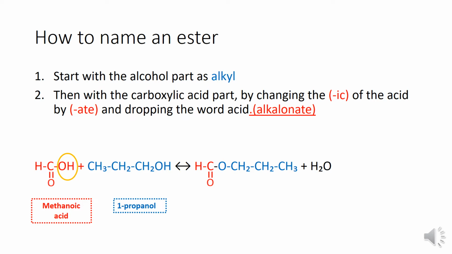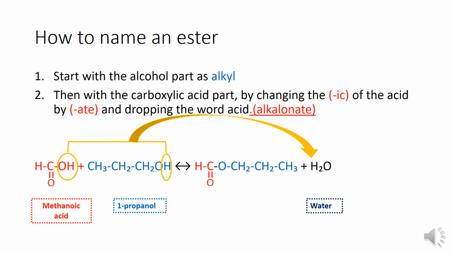So how the reaction is formed and how to name the ester, let's see here again. We have the OH taken from the functional group of the carboxylic acid, the H from the functional group of the alcohol to eliminate water and to form the ester. Now, this ester, how to name it?